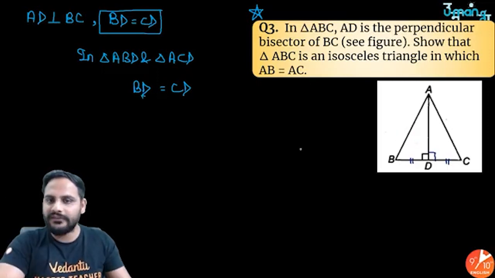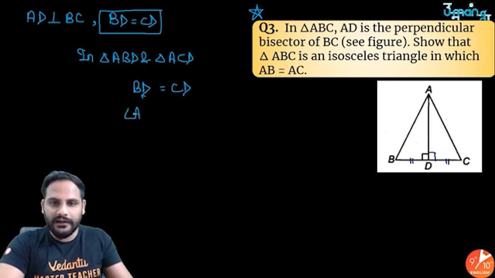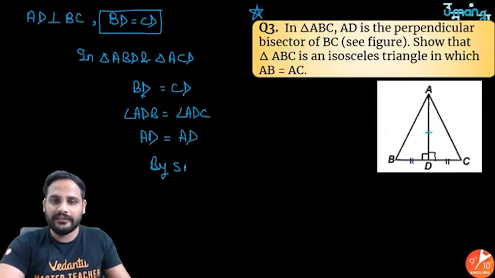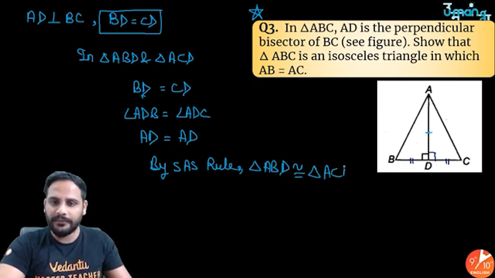But I saw BD is equal to CD. Then angle ADB is equal to angle ADC. A side, an angle, and then this side AD is the common side. So by the SAS rule, I can say triangle ABD is congruent to triangle ACD.